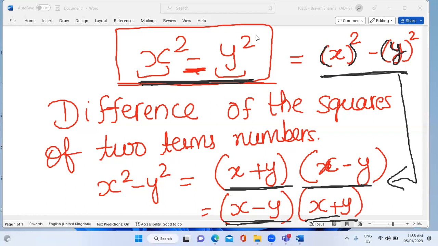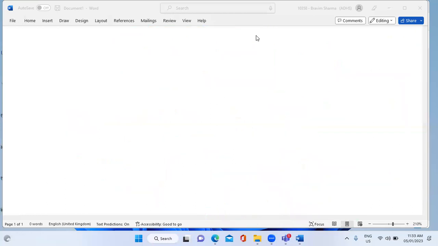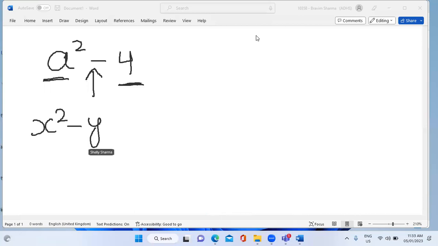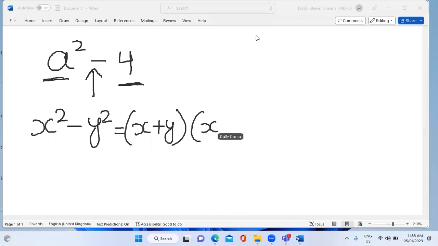Now let's do some examples and I will give you more clarity on the same topic. First question is very simple, a squared minus 4. So we have two terms here. Yes. There is a sign of difference. Yes. Are both the numbers written in squared form? No. Write down the formula. x squared minus y squared is x plus y multiplied by x minus y.